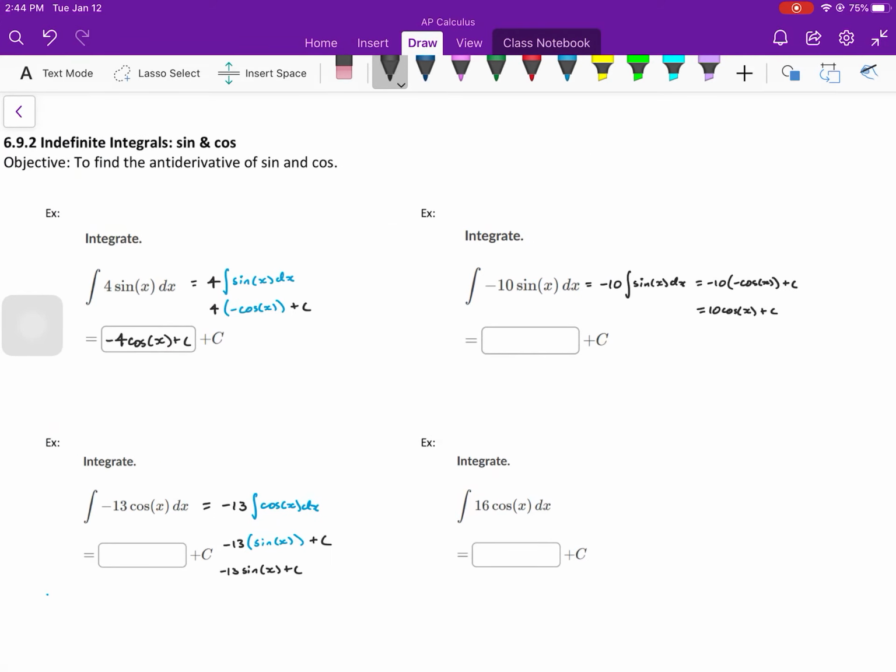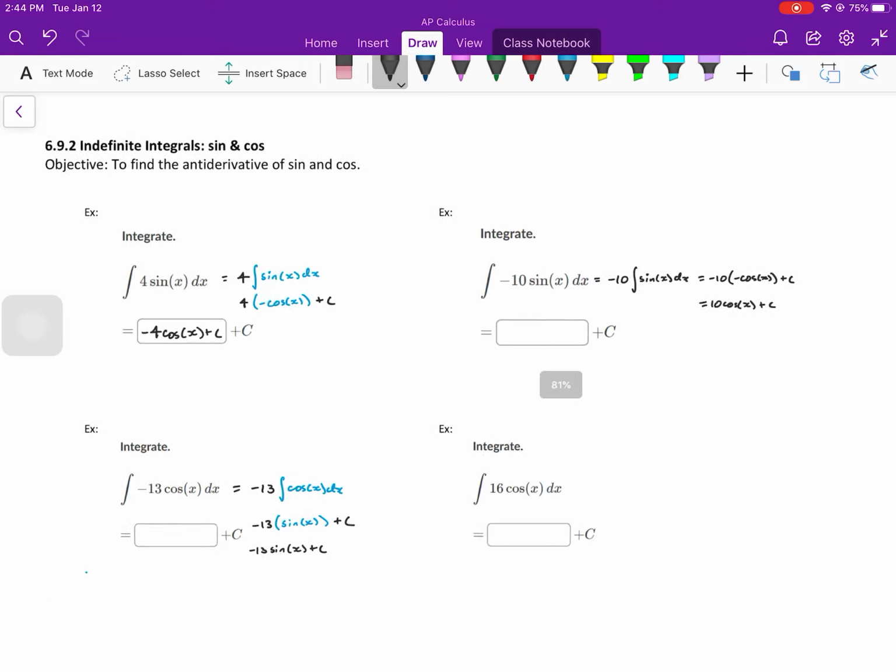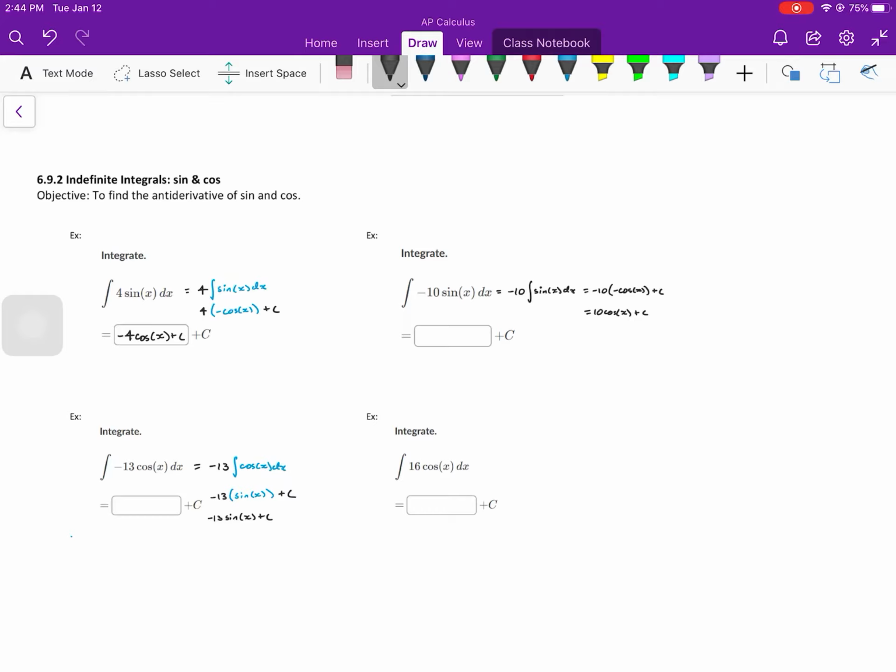And there you have it. That's the antiderivative of sine and cosine, just like derivatives. The only difference is, remember, the antiderivative of sine is now negative cosine, and the antiderivative of cosine is positive sine. So it's a little flipped from what we're used to, but still very similar.